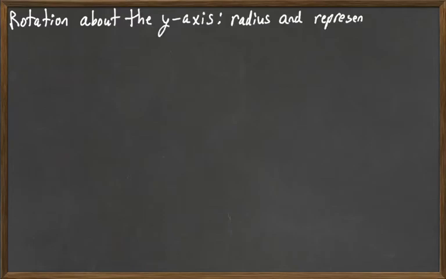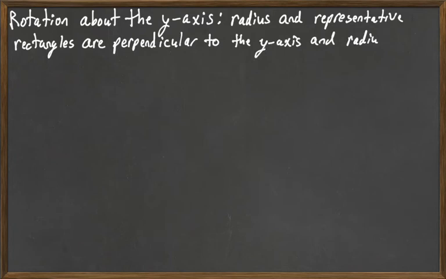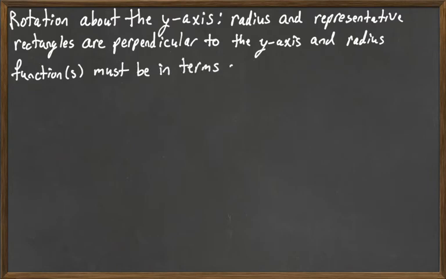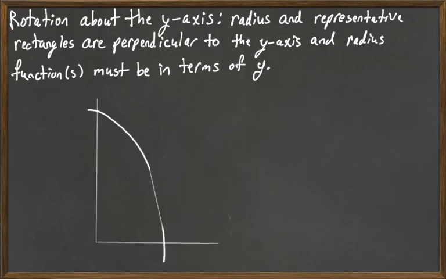So we're rotating about the y-axis, the radius, and let's see, did I do it again? Oh, I said it right this time. Representative rectangles are perpendicular to the y-axis, and the radius functions must be in terms of y. So we'll do an example here.